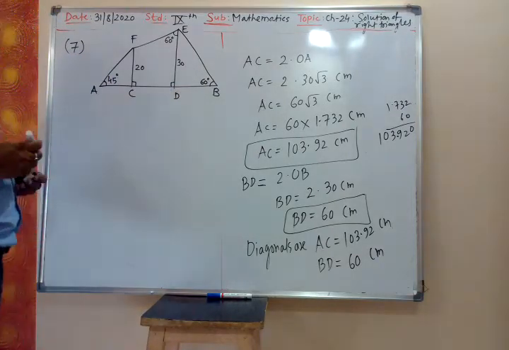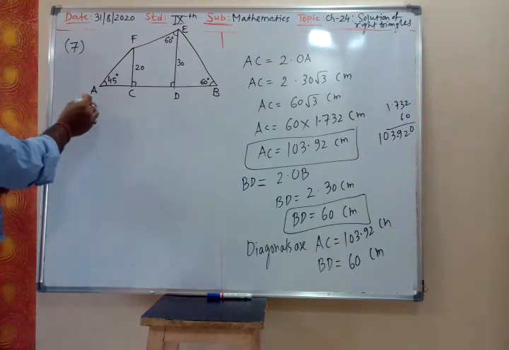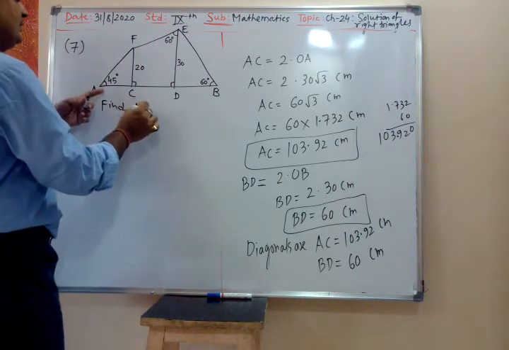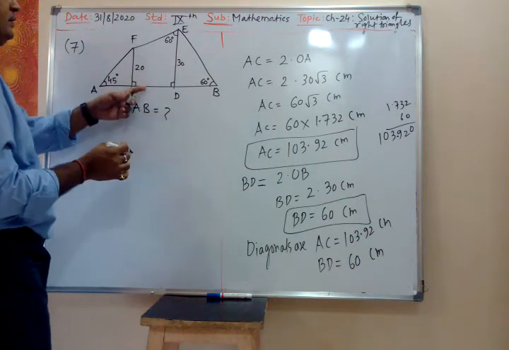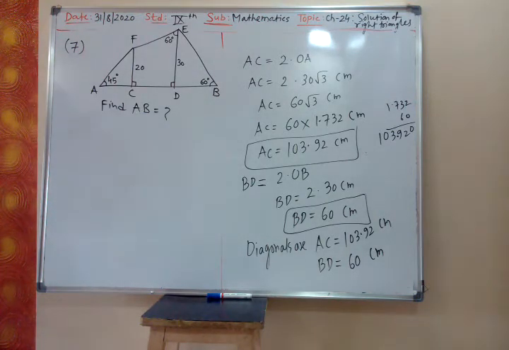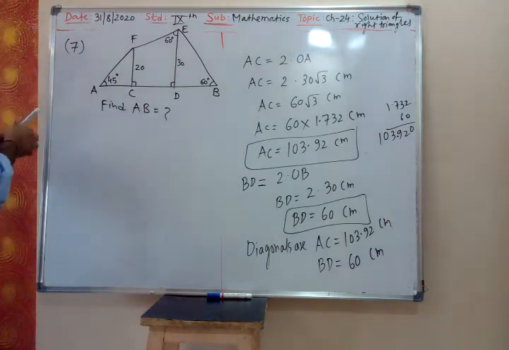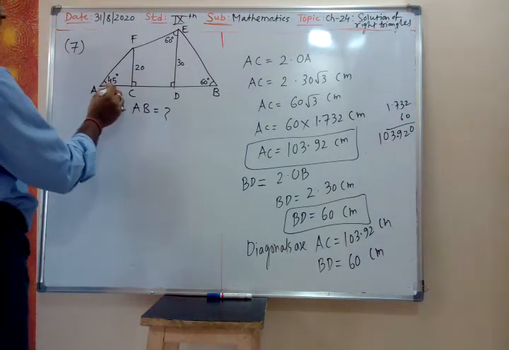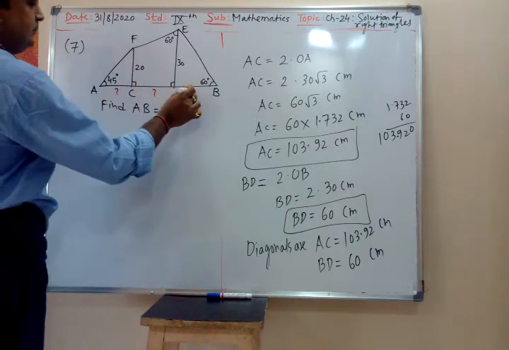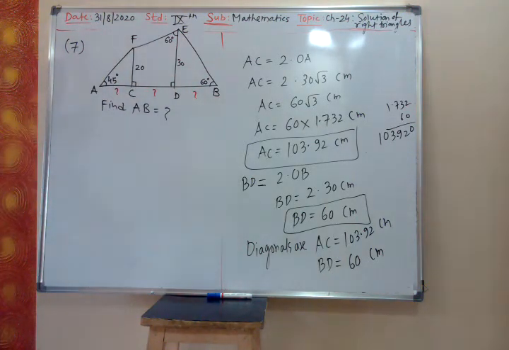It is asked, find AB. AB means this length, AC plus CD plus BD. You have to find this length. So how will you find this length? Tell me. For AB, I have to find AC first. I have to find CD. I have to find BD. Are you getting?